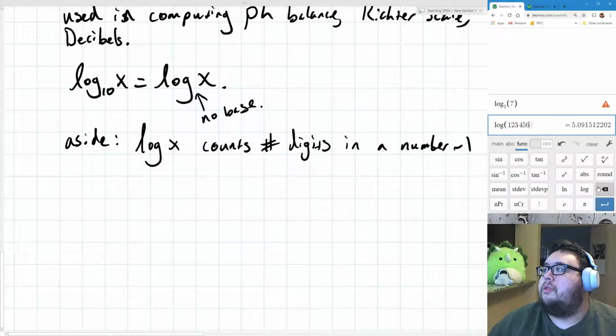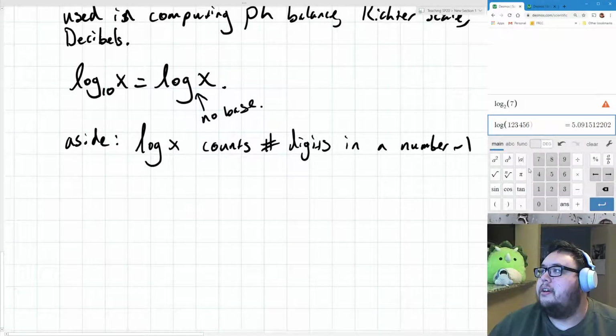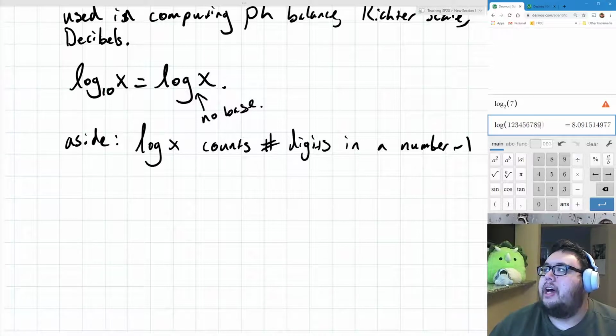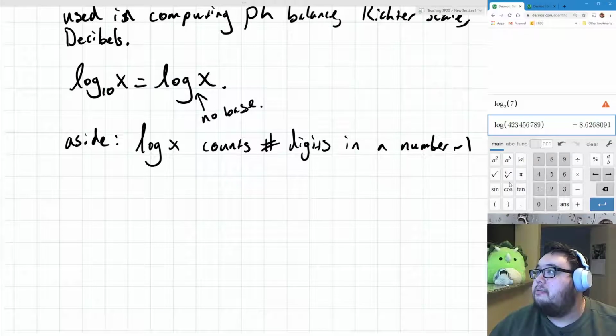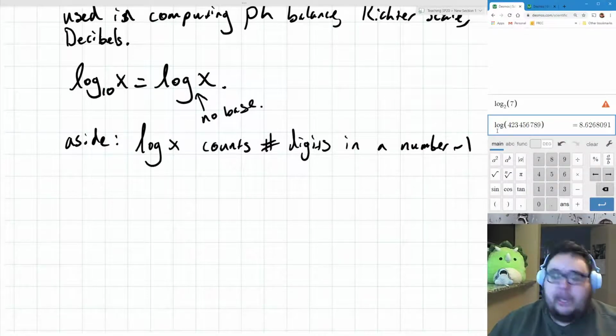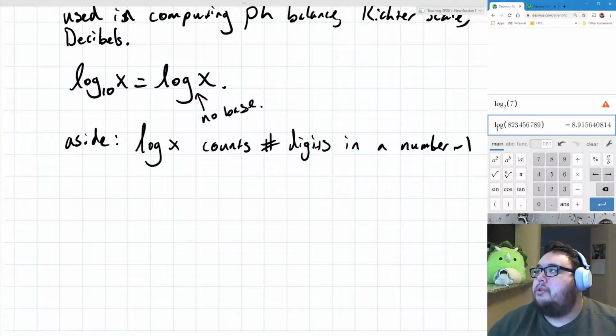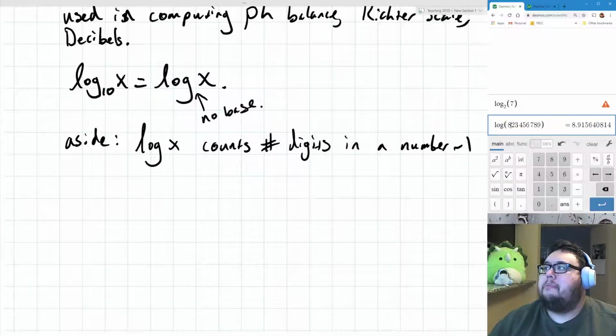So if we did 1234567, for instance, then it becomes 6. If we go to 8 digits, it becomes 7. If we go to 9 digits, it becomes 8. The decimal sort of tells you how big that number is within that. So, for instance, if we did 423456789, you'll notice that it's a bigger value of 8. If we do 823456789, you'll notice that it's an even bigger value of 8. It's 8.9 now.